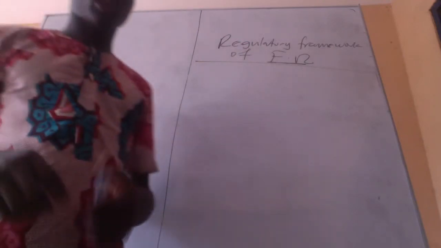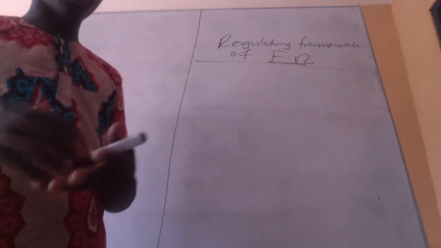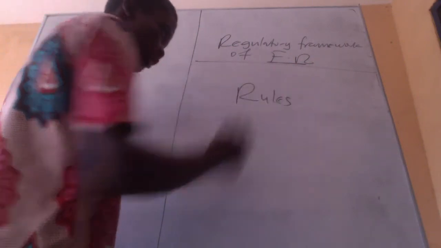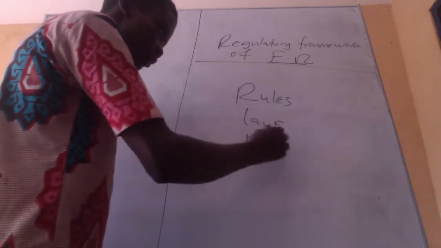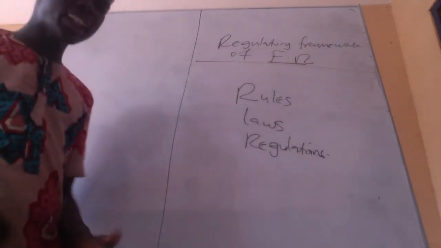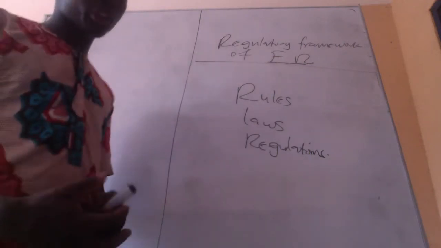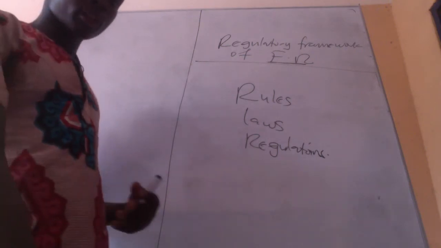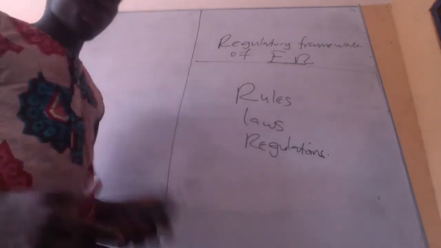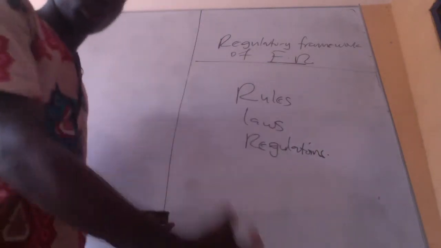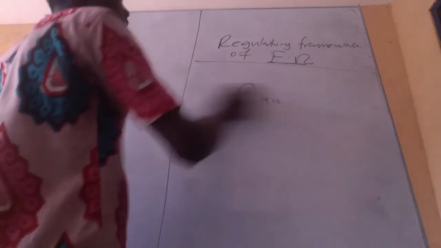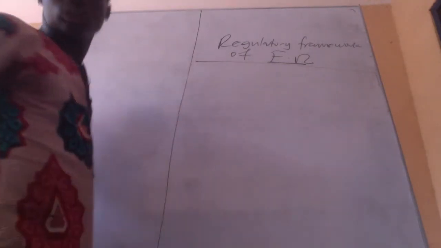Now, when you talk about the regulatory framework of financial reporting, what do we mean? We are saying, what are the rules, laws, regulations governing the preparation and presentation of financial statements? So that is the regulatory framework. So what is the need for it? Can anybody report on anything they want, or are there laws or rules governing the preparation so that companies won't report on what they feel like, or when they feel like?